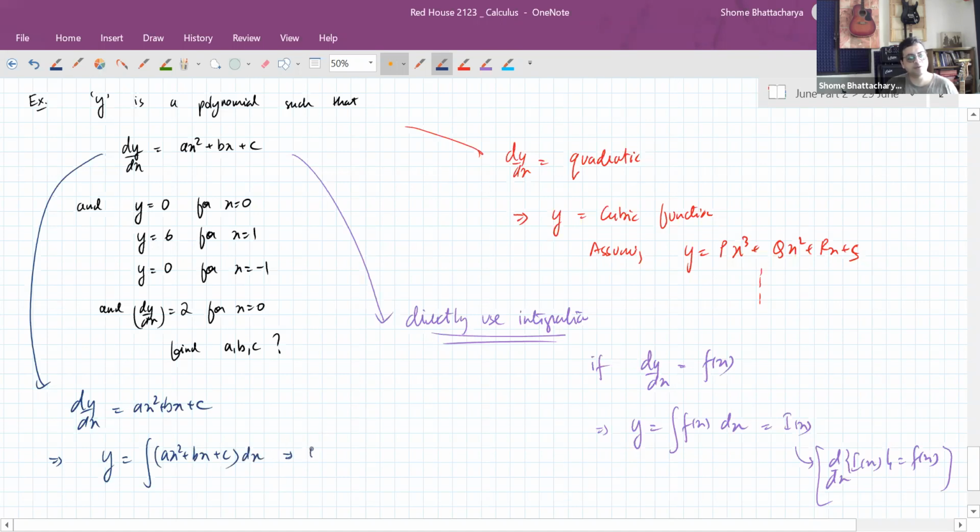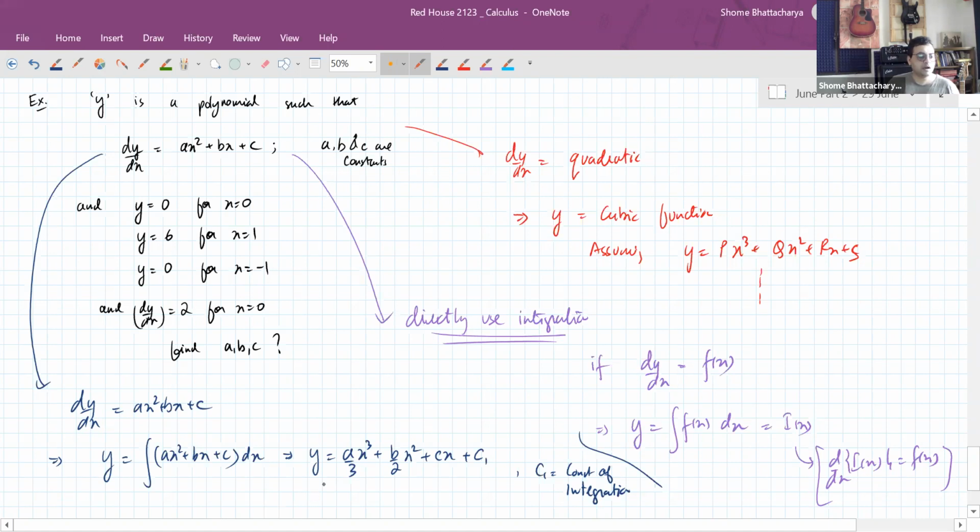So this further means that y is equal to a by 3 x cube plus b by 2 x square plus cx, plus we'll have to introduce another constant here, so we'll write it as c1. So c1 here is the constant of integration. Obviously, as part of the question, it was understood here that a, b, and c are constants which have some numerical value, which we wanted to find out. Okay.